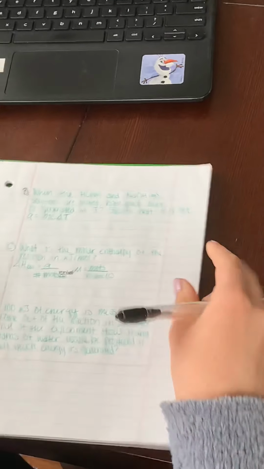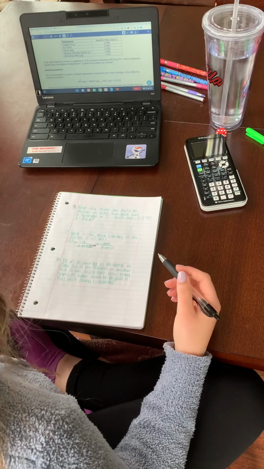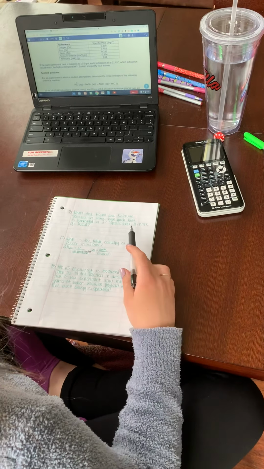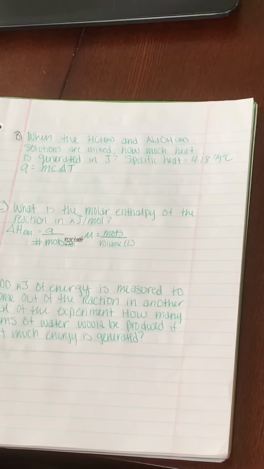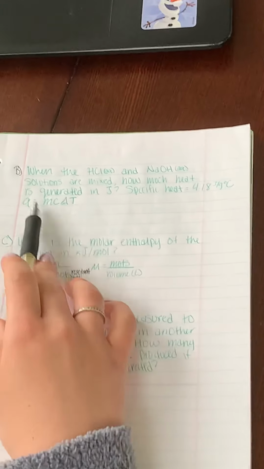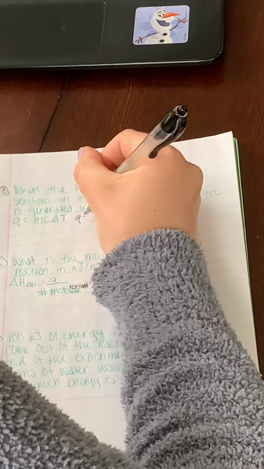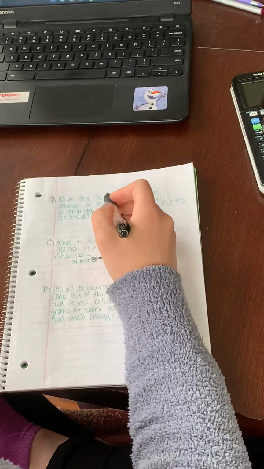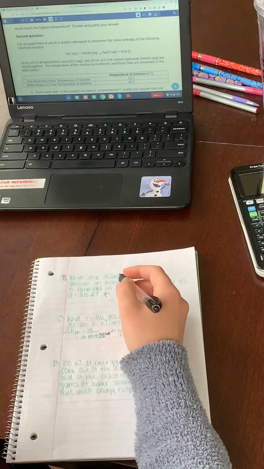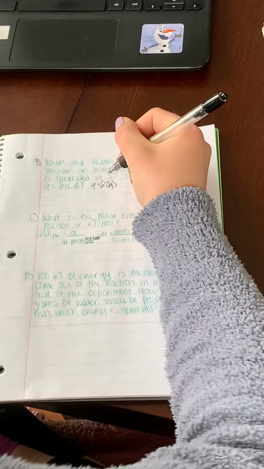But the next question is, when the HCl and the NaOH solutions are mixed, how much heat is generated in joules? And it gives us the specific heat, which is 4.18 joules per gram degrees Celsius. So we know that if we're trying to find the heat, we're going to use the equation Q equals mc delta T. And to find that, we have to have the mass, and we know that each of these, from the earlier problem, it told us that they're each 10 milliliters, and 1 milliliter is equal to 1 gram, so we know that there's going to be 20 grams of solution when they're mixed together.